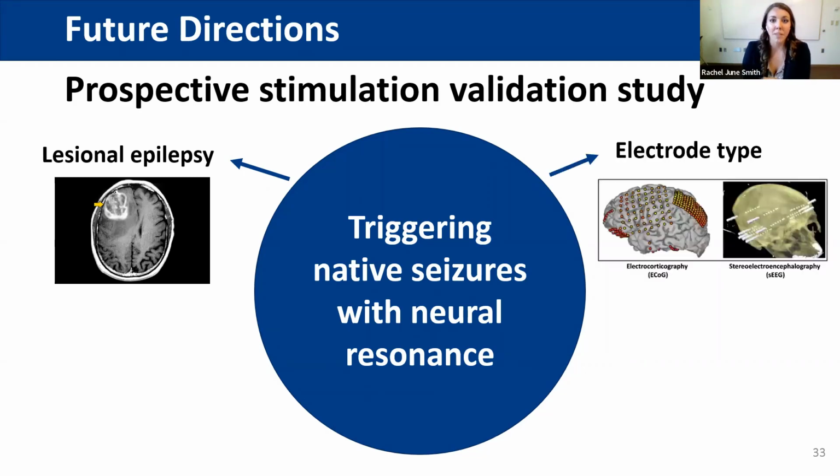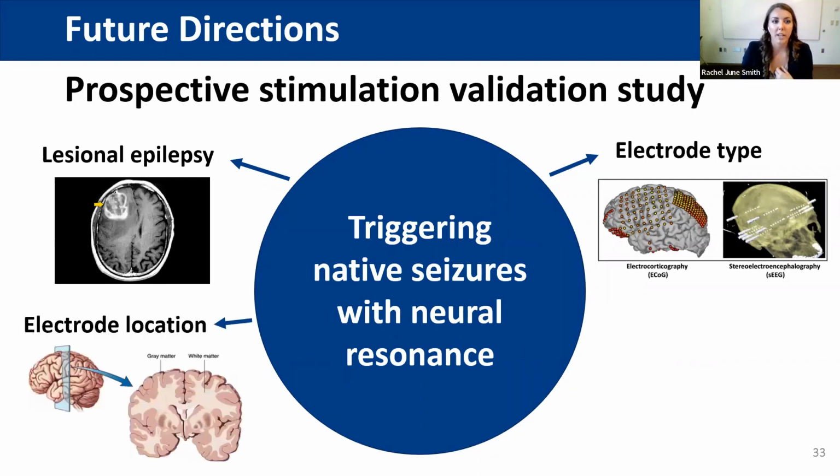is going to be something that's really important, as well as electrode type. You can use ECoG grids and you can use stereo EEG to stimulate and record, but inherently they're different sizes and they look at different types of tissue. So this is something that's going to be really important to control for in a future validation study, as well as electrode location, right?